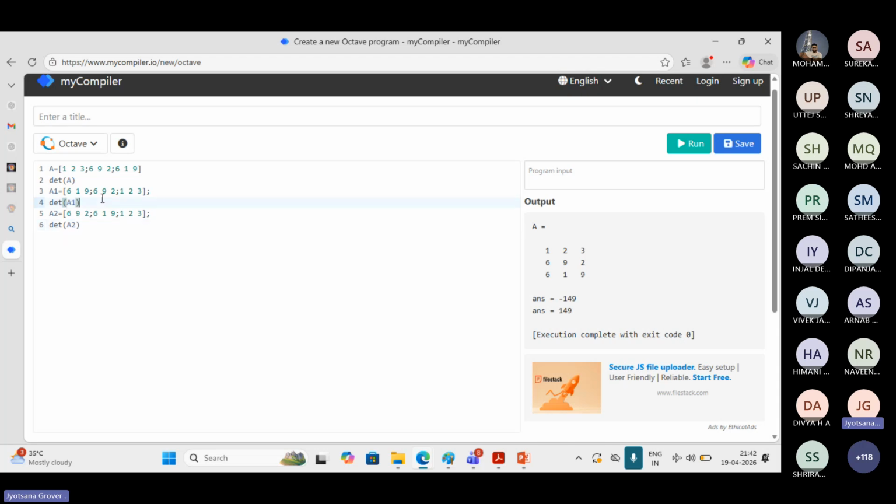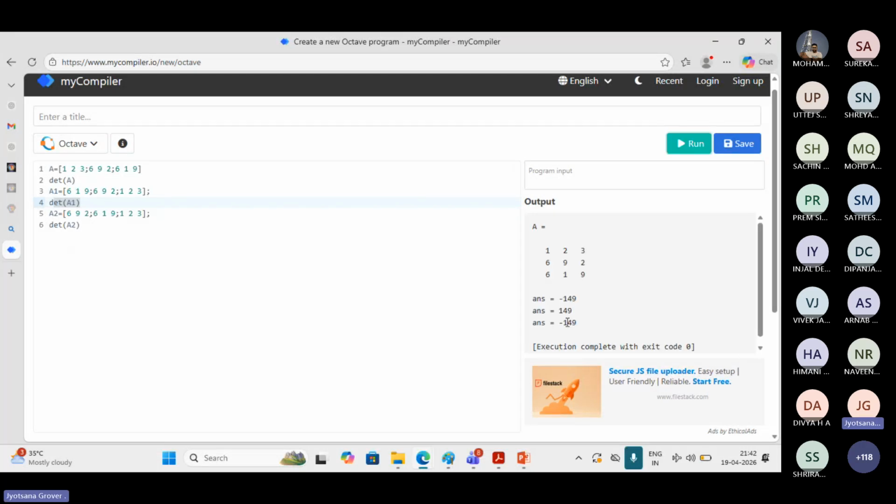Now the determinant of A1 will get multiplied by minus 1, so it will be as good as getting the determinant of the original matrix. After a row swap, you multiply by minus 1. So you got 149. Now you are swapping again, so you are again multiplying by minus 1, and you get minus 149. Is that okay? Yes, ma'am. Got it.